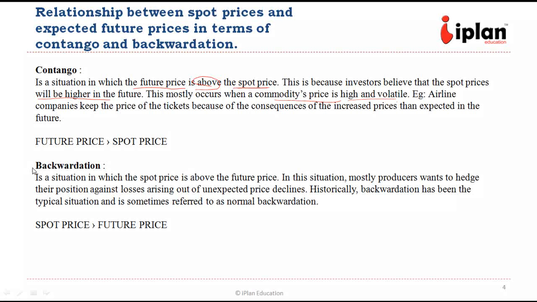The second situation is backwardation, in which the spot price is above the future price. In this situation, mostly producers want to hedge their position against the losses which could arise from unexpected price declines. Historically, this has been a typical situation, and sometimes it is referred to as normal backwardation, where the producers are hedging their position against unexpected losses.